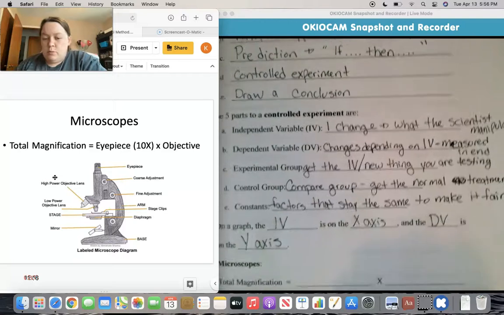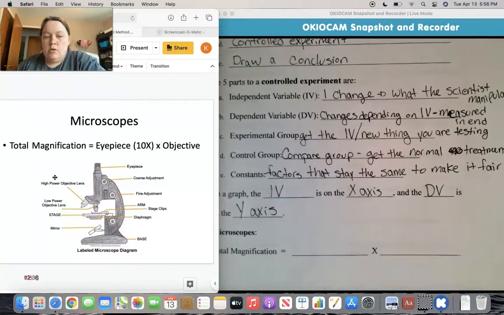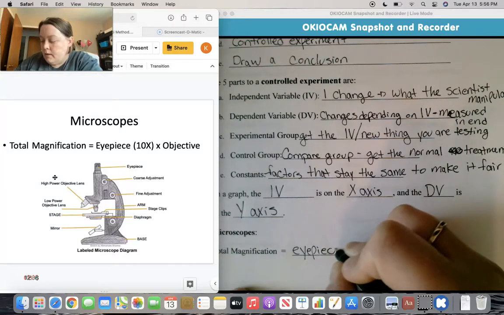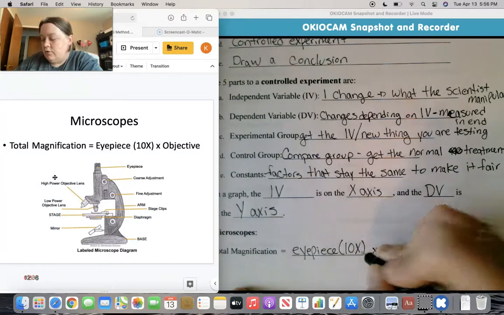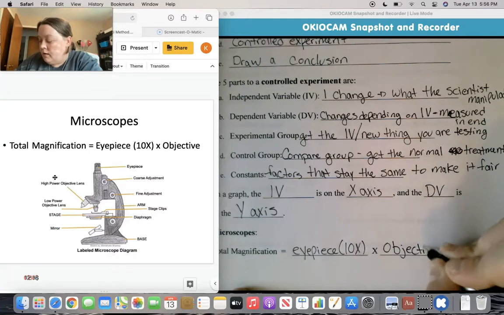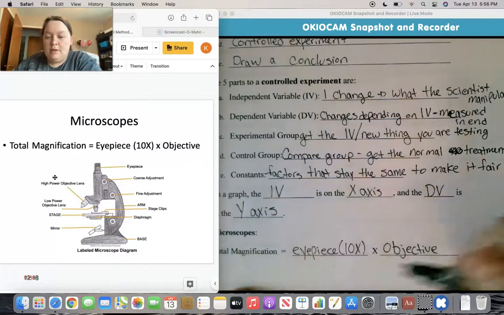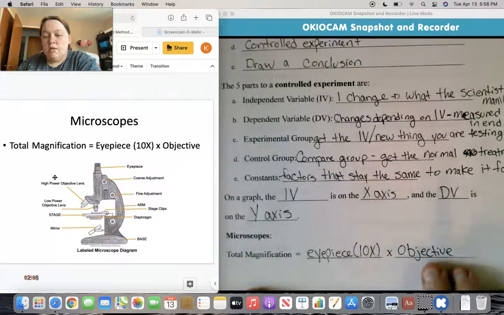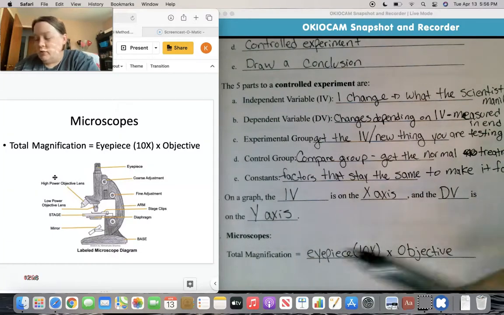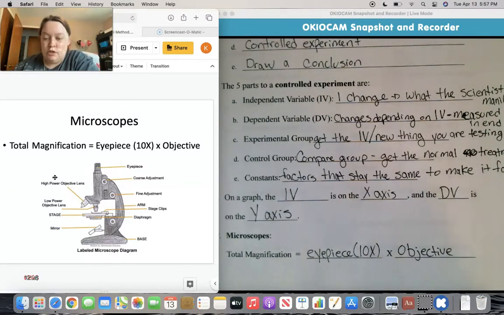Alrighty, for microscopes, one thing you might need is the total magnification equation. The total magnification of a microscope is equal to the eyepiece, which is always 10x unless you're told otherwise, times the objective lens. Now you'll either be solving for the total magnification or the objective lens. Remember, if you're solving for the total magnification, you will be multiplying 10 times the objective. If you are solving for the objective, you're going to be dividing total magnification by 10 to get your objective lens.